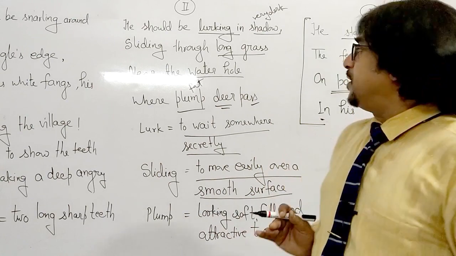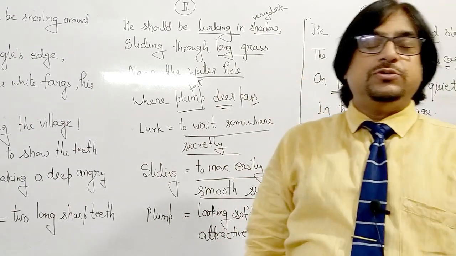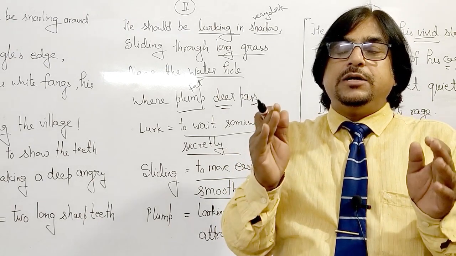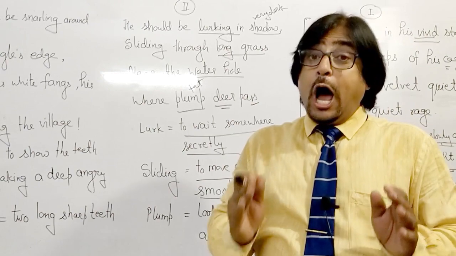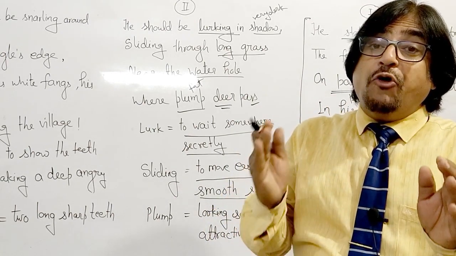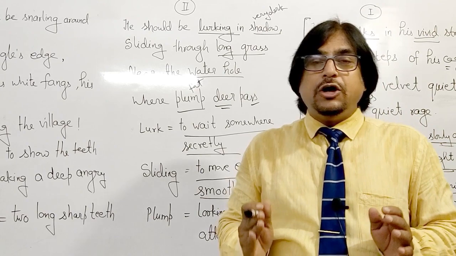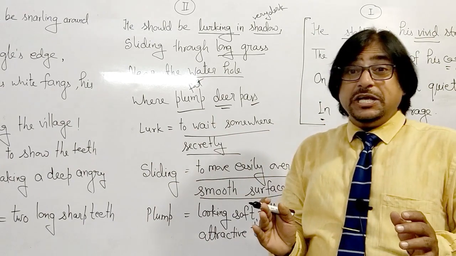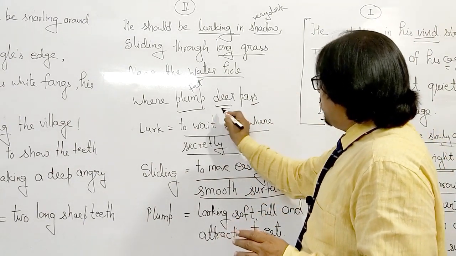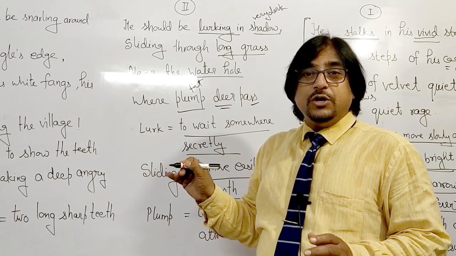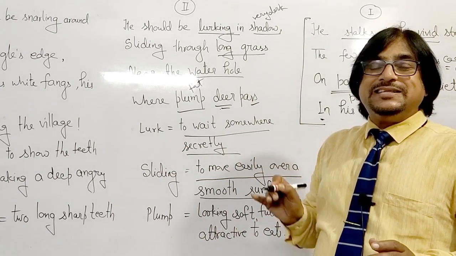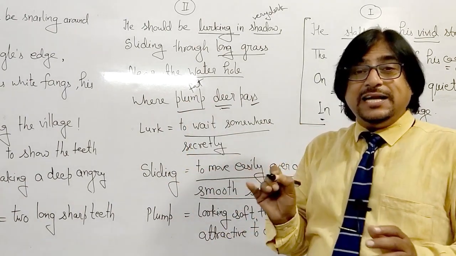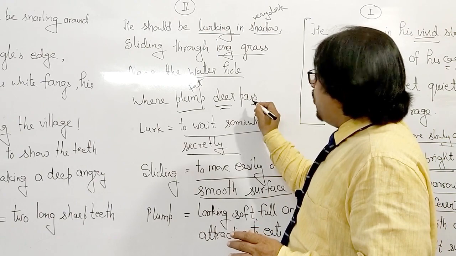So he should be lurking in shadow. It means in the jungle, at the corner of the pond, how patiently he awaits his favorite prey while lurking in the bush. He waits for deer because on that place several deer come and they drink water.